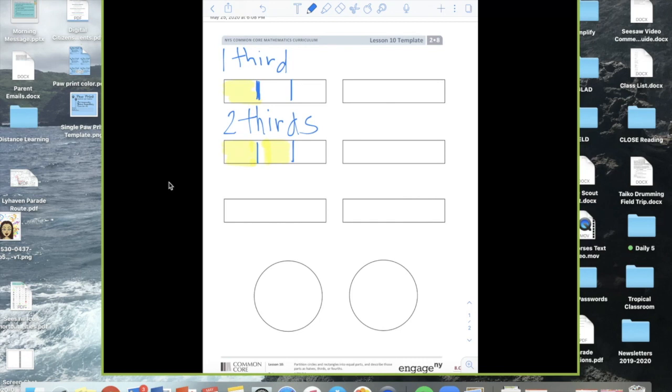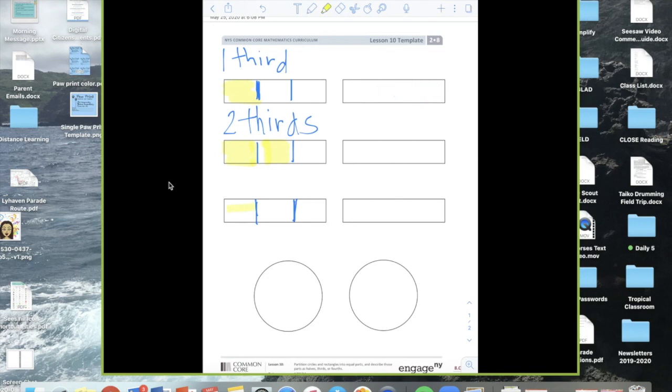Okay. And then I'm going to do the same thing with this rectangle. I'm still partitioning into thirds. Just try my best to make sure that they're equal. Okay. Like, for example, if I did this, it would definitely not be equal. And the reason why is because this part right here is way larger than these 2 parts. Okay. But my other shapes, I'm trying my best to make sure that they're equal.